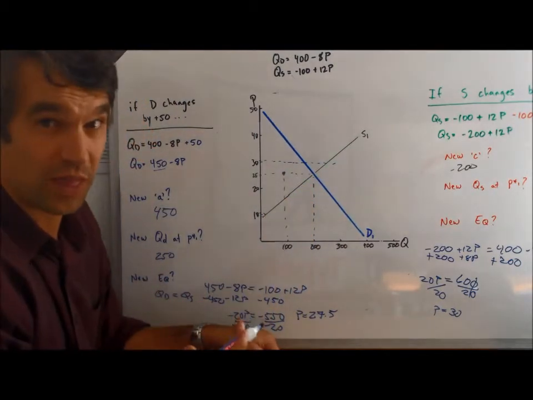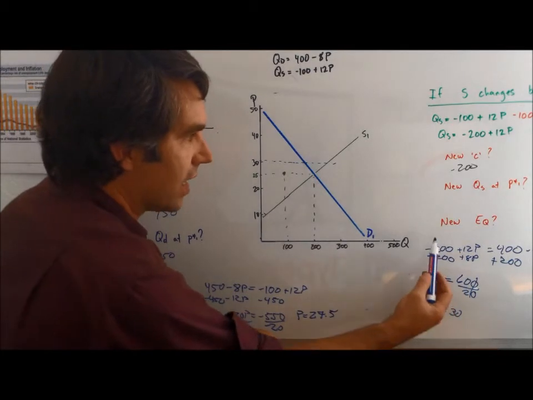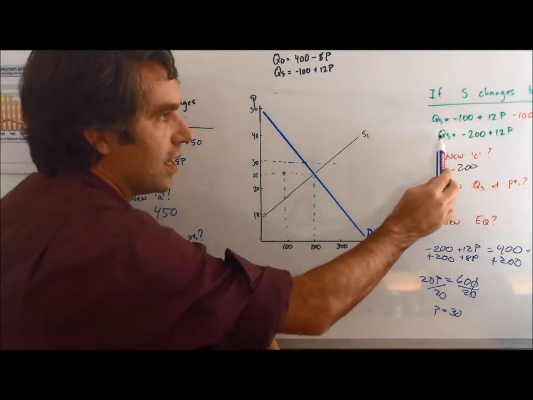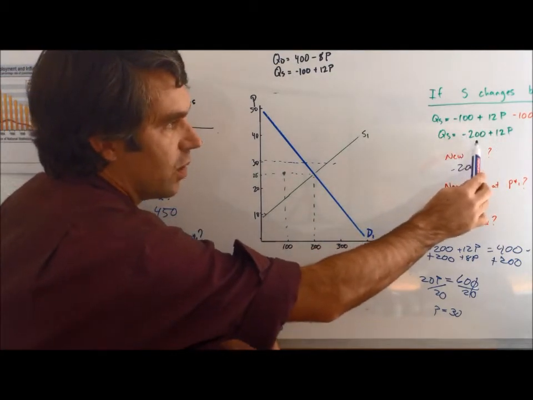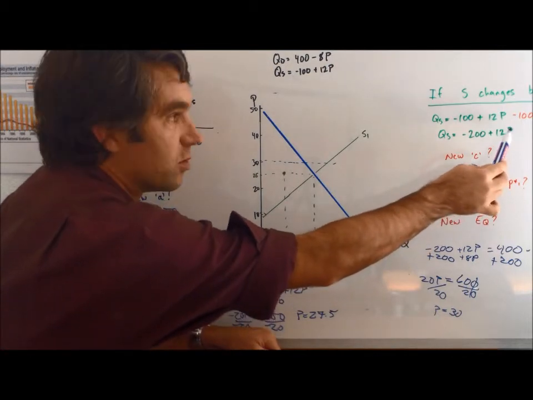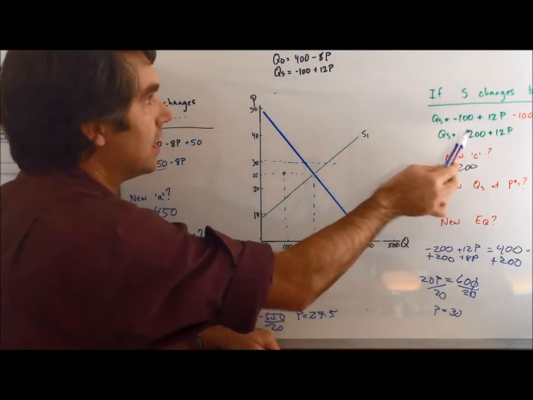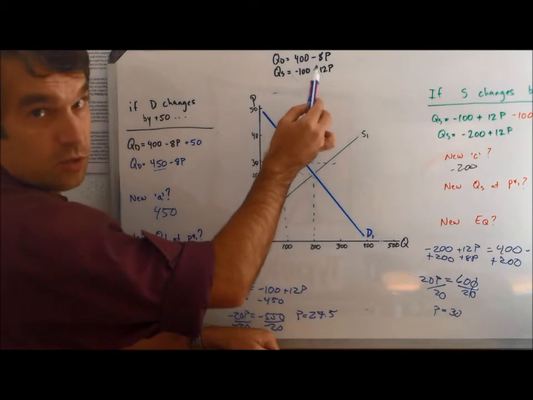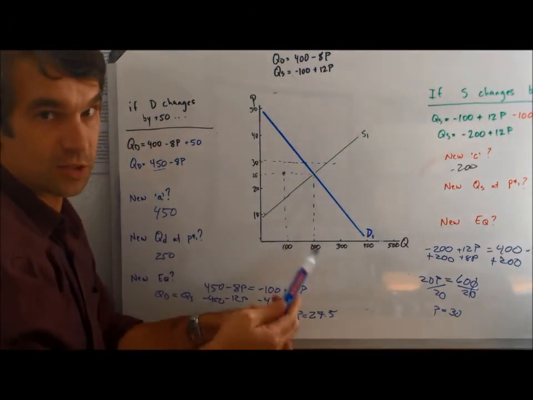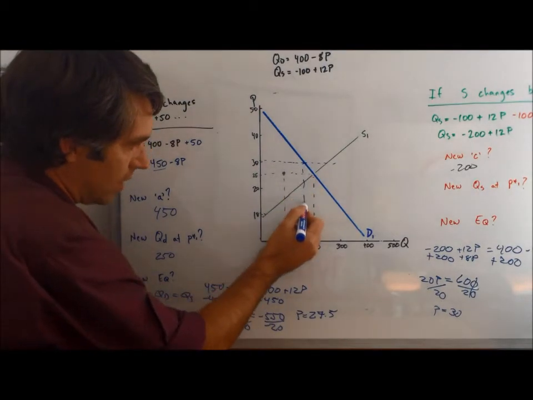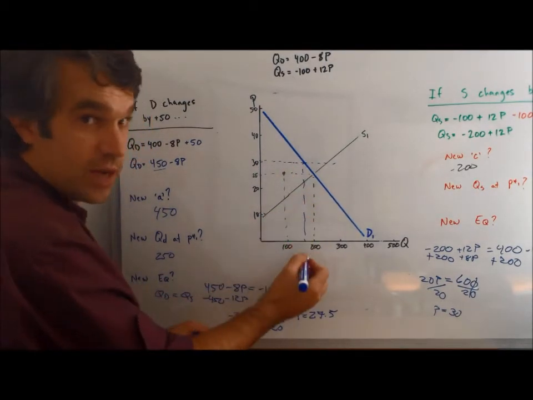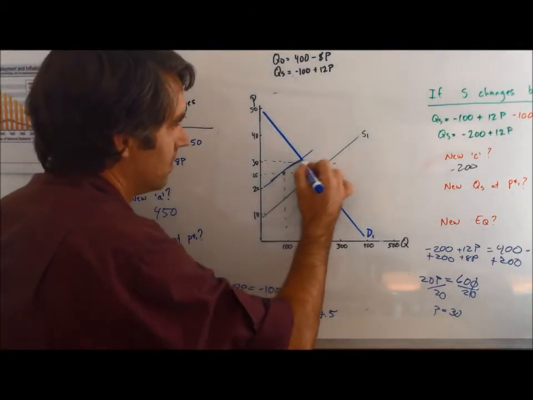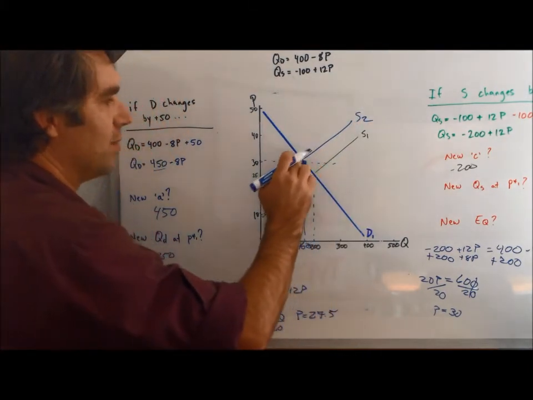Which means it's going to be right there. But I don't know where that is, so I do need to take 30 and put it back into my new formula. So QS equals negative 200 plus 12 times 30. 12 times 30 is 360, so Q equals 160. Let's check it with the demand curve too. 400 minus 8 times 30. 8 times 30 is 240, and 400 minus 240 is 160. So I got the same thing both times. So this point right here, it may have looked like 150, but it's actually 160. And then this is going to be our new supply curve.